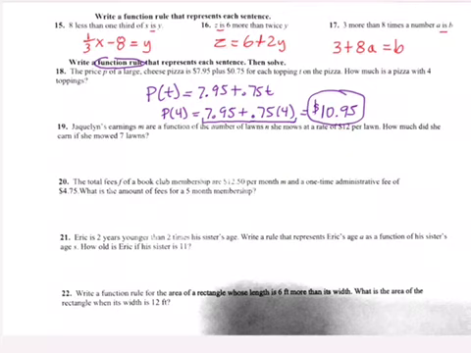All right, 19. Jacqueline's earnings M are a function of the number of lawns N she mows at a rate of $12 per lawn. How much did she earn if she mowed 7 lawns? So first thing we gotta do is write our function notation rule. So her earnings M is the output, so we have M of N equals 12 times the number of lawns she mowed. They want to know if she mowed 7 lawns, how much money did she make. So 12 times 7, and so she made $84.